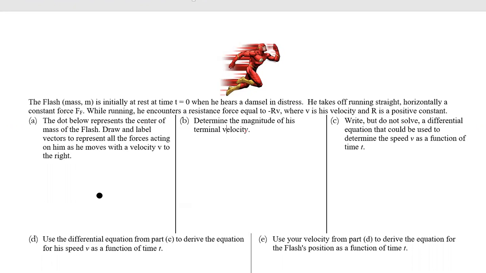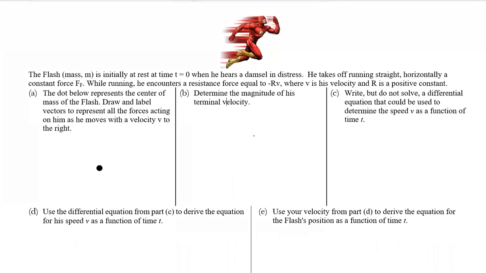So the first couple parts of this are fairly easy. Whenever you're looking at the Flash, he's going to have certain forces acting on him. The Flash has a mass of m and is initially at rest at time 0. When he hears a damsel in distress, he takes off running straight horizontally with a constant force of F_flash. So when he encounters this force, it is going to be a negative RV.